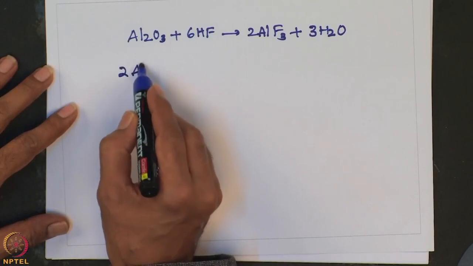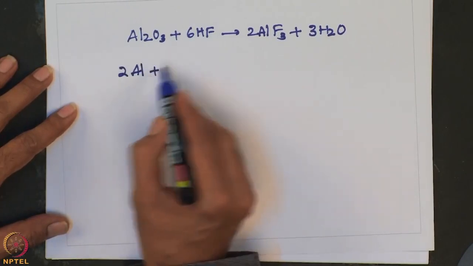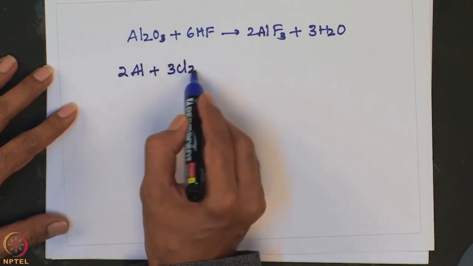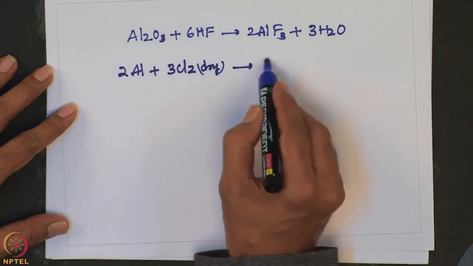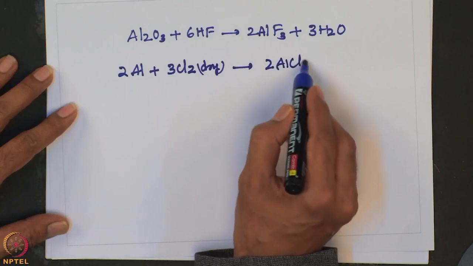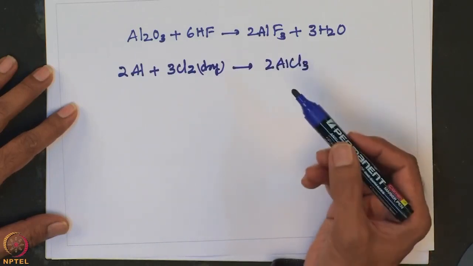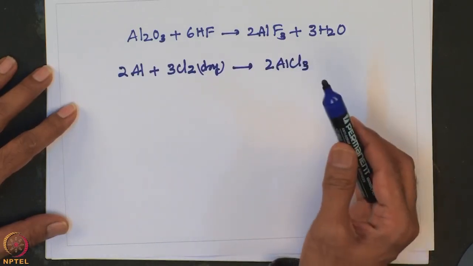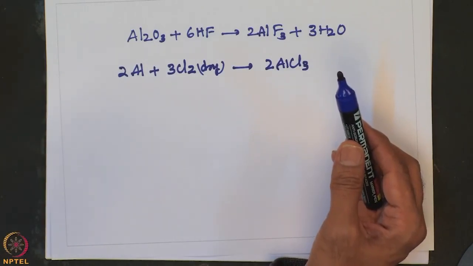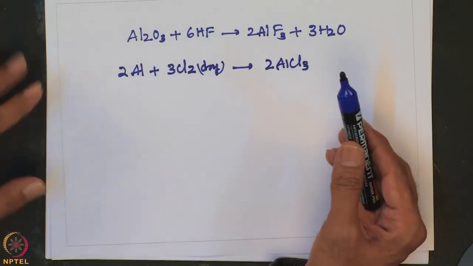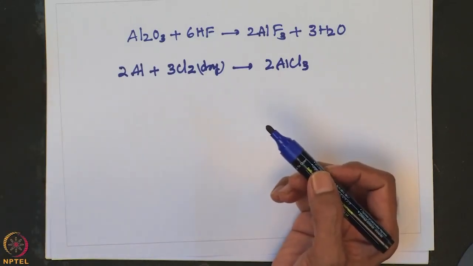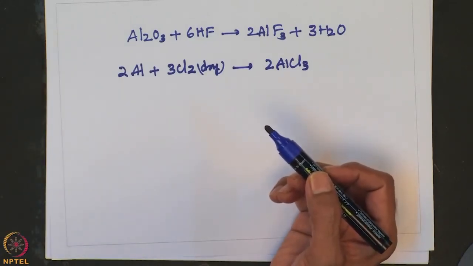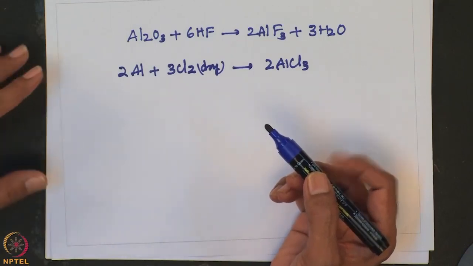For example, one can treat aluminum directly with dry chlorine gas. It should be very dry to get anhydrous aluminium trichloride. Of course, if it is hydrated or wet, one can also sublime aluminium trichloride to get anhydrous aluminium trichloride. And repeated sublimation can give you ultra pure, very dry aluminium trichloride.